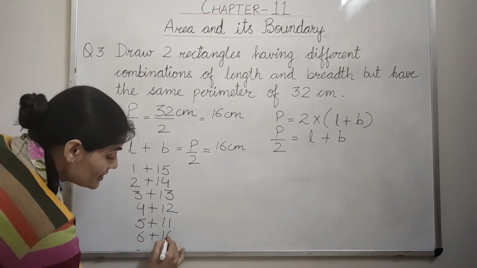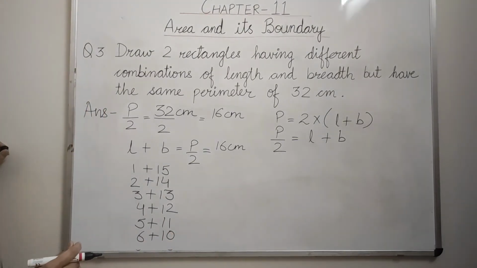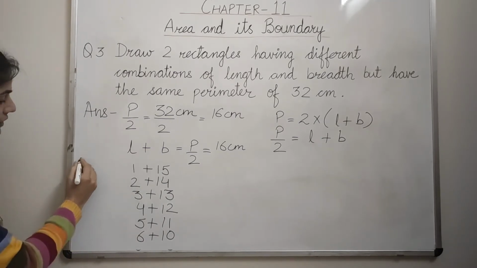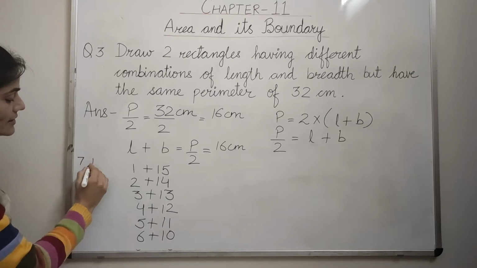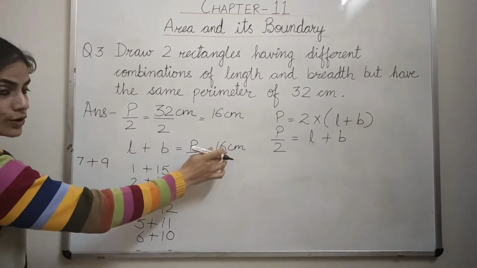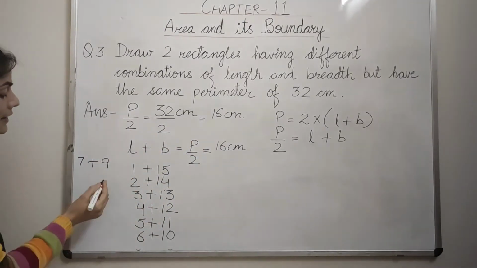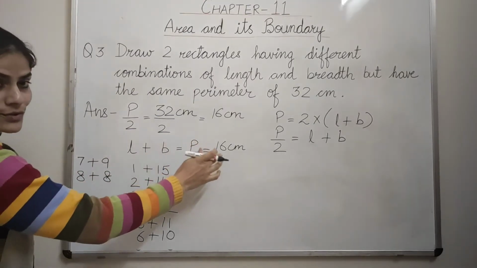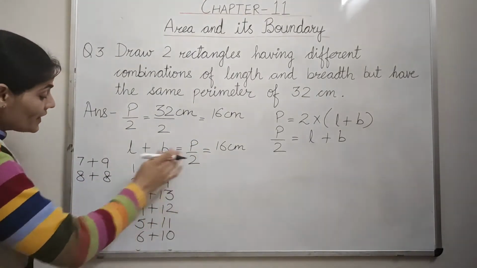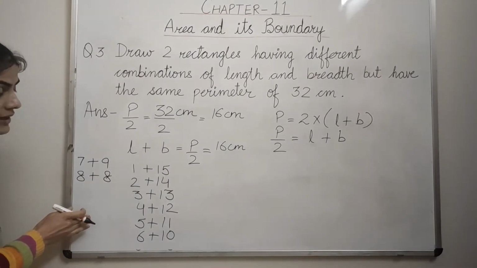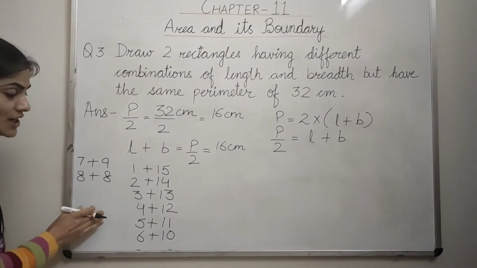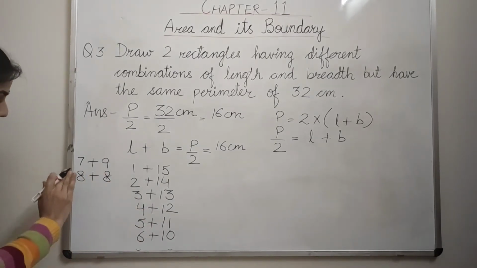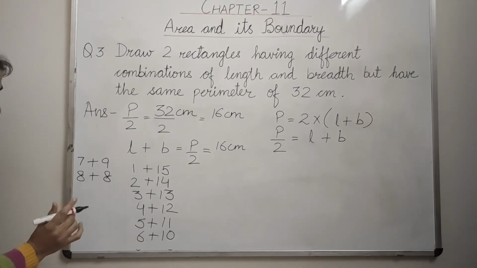6 plus 10 will also be equal to 16. Let's write more combinations here. Then next is 7 plus 9 will also give me 16. Next will be 8 plus 8 will also give me 16. If I write beyond this, that would be the repetition of the same numbers which we have already written. Let me write one option for you. You will come to know.